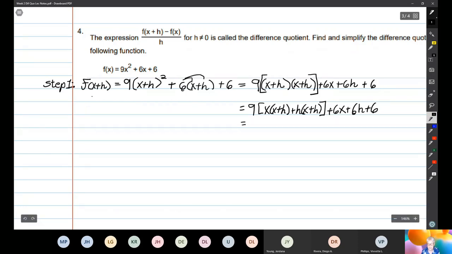Okay, now equals 9 times. Notice I went back to parentheses. It's not all that important, but when you use brackets like this, they're just parentheses by a different shape. It's easier to see the difference between parentheses and brackets, and it's just bothersome to have to use paren. But now anyway, I can go back. x squared plus hx plus hx plus h squared plus 6x plus 6h plus 6.